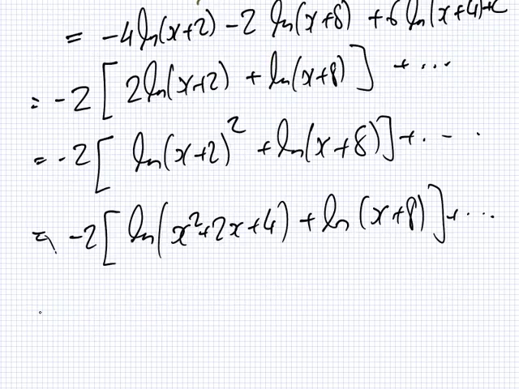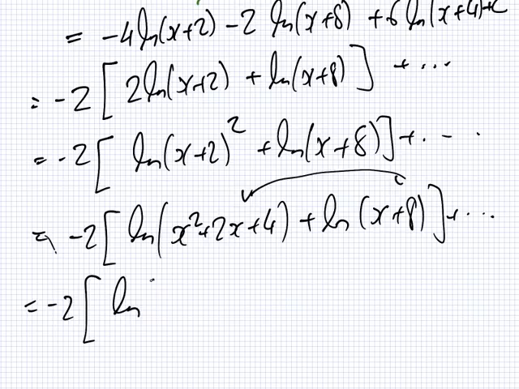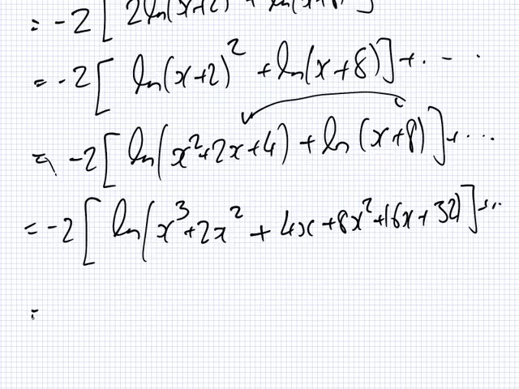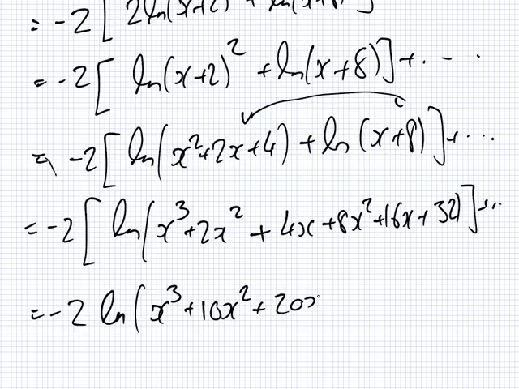And then we can multiply it. So if I multiply these two together, let's see, I'll get x cubed plus 2x squared plus 4x plus 8x squared plus 16x plus 32. So I'll get minus 2 log x cubed plus 10x squared plus 20x plus 32. I must have made a small mistake with my x's because it's not quite matching up.